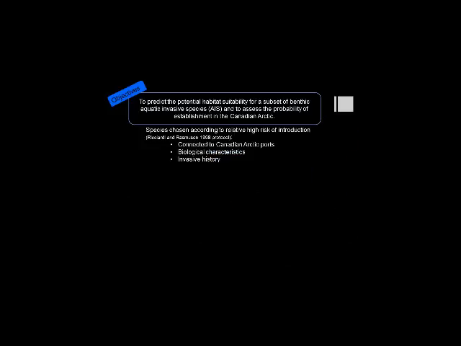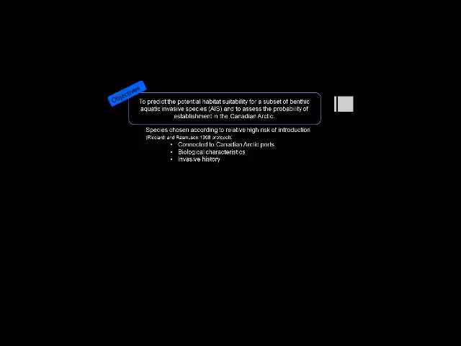How do we do this? We have to first choose the species that we will be working with, and we choose them according to the relative high risk of introduction, according to a protocol proposed by Ricciardi and Rasmussen in '98, which uses documented information. This documented information is about the ports and the connection to ports. In this case, all information about species that are connected to Canadian Arctic ports, biological characteristics, and invasive history.